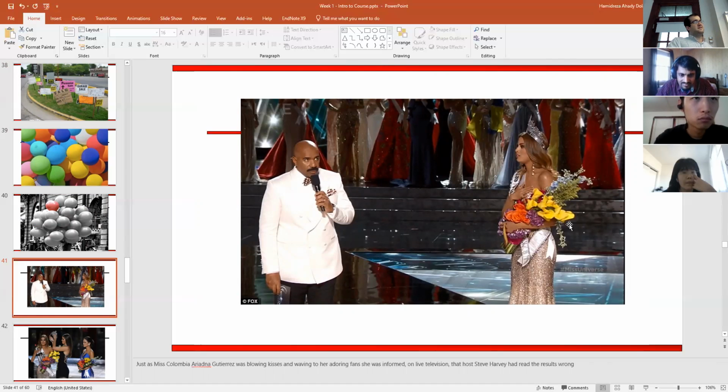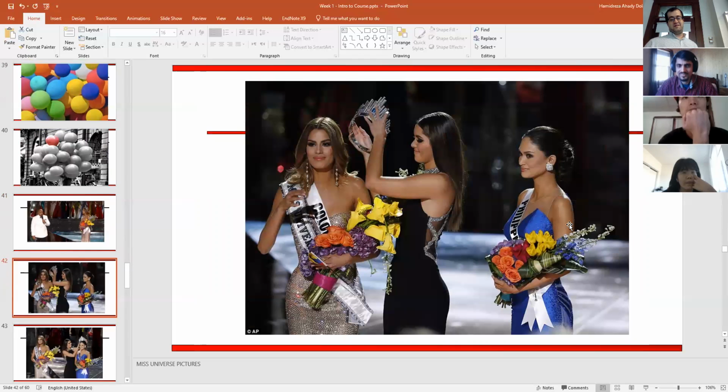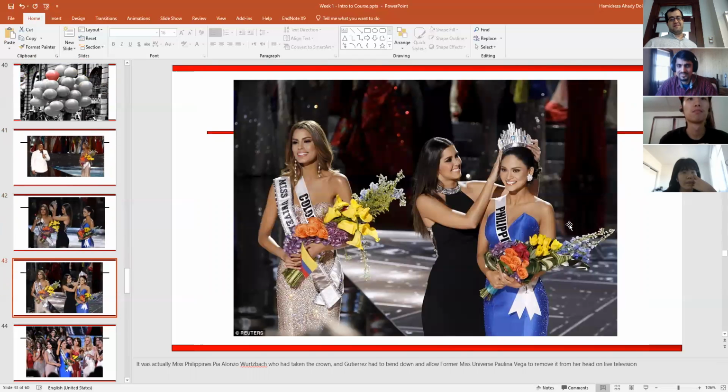So at first, the host was thinking another lady got the first position. He said she's the Miss Universe, and they gave everything to the lady. Then they changed it. Now she's happy, but actually she cried in that competition because she was thinking she's a Miss Universe, but he was under pressure and he looked at the note, he made a mistake. He was thinking the other girl is the Miss Universe. So they gave it wrong.